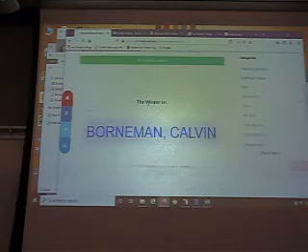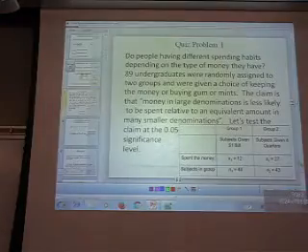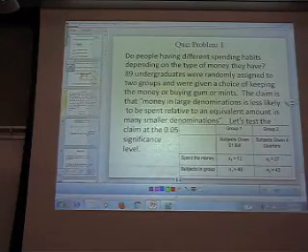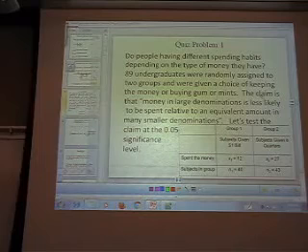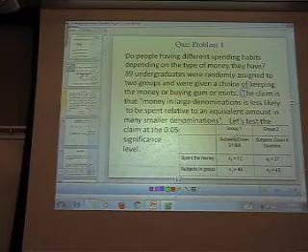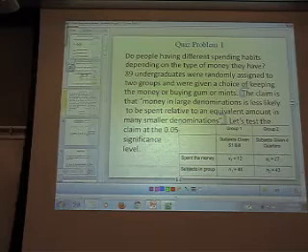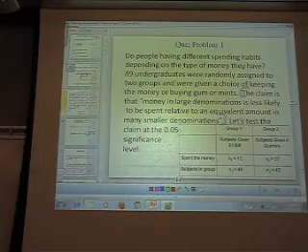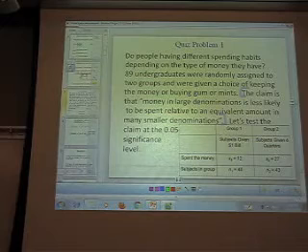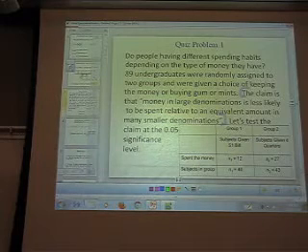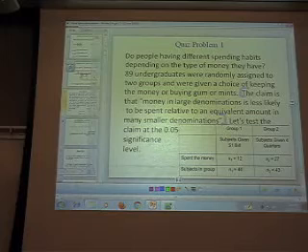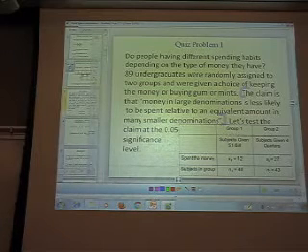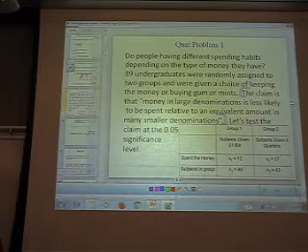Oh, Calvin. Where's the word claim? What's the claim? Claim is the second sentence. The claim is that money in large denominations is less likely to be spent relative to an equivalent amount in many smaller denominations. Right. So what two things are we comparing there? Yeah, money in large denominations and money in smaller denominations.